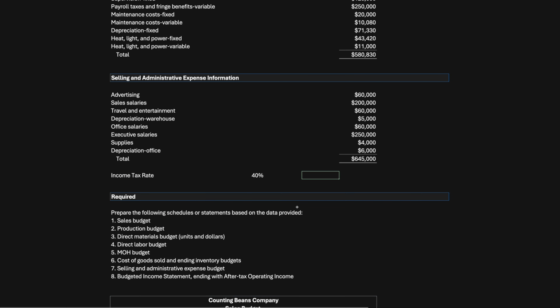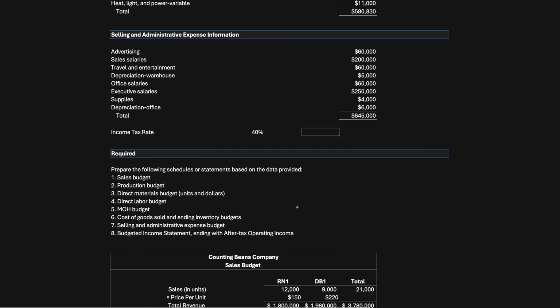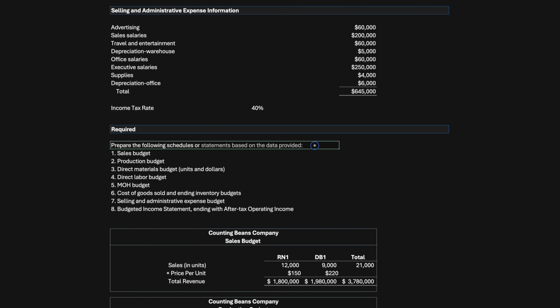We are now required to do the following things. We're asked to prepare the following schedules or statements based on the data provided: a sales budget, then a production budget, then the direct materials budget in units and dollars, the direct labor budget, the manufacturing overhead budget, the cost of goods sold and ending inventory budgets, the selling and administrative expense budget, and the budgeted income statement. And we'll end with after-tax operating income since we have an estimate for corporate taxes.